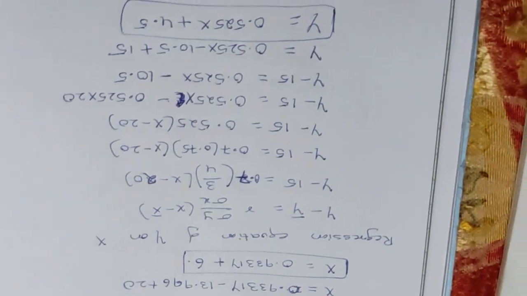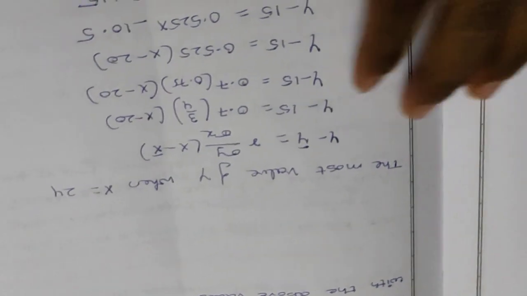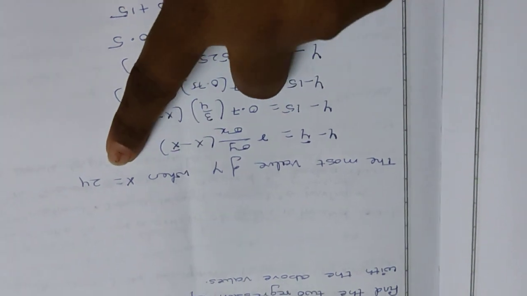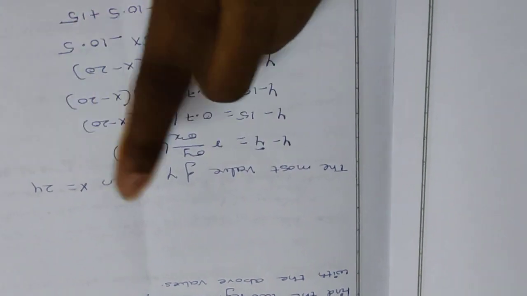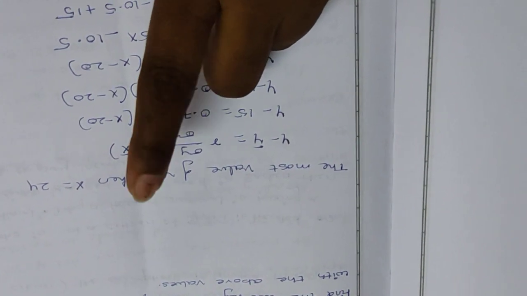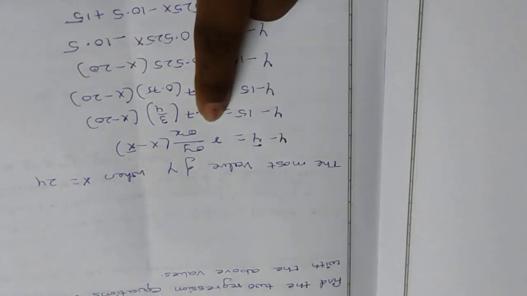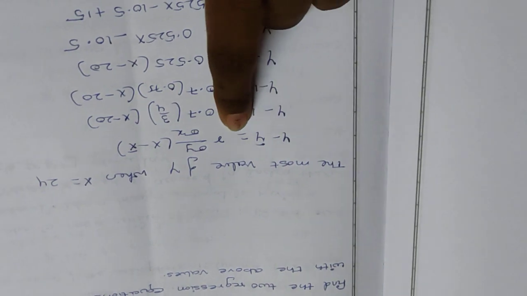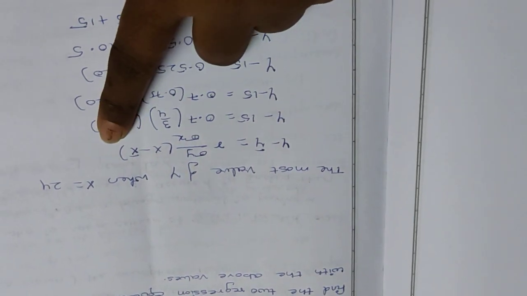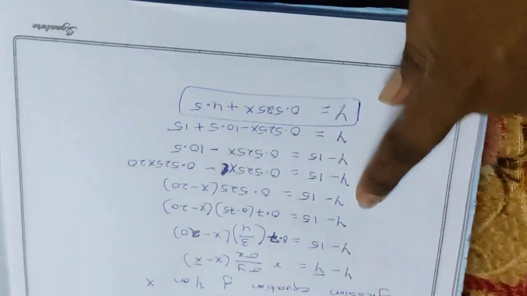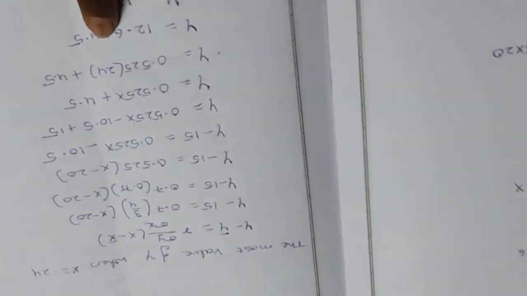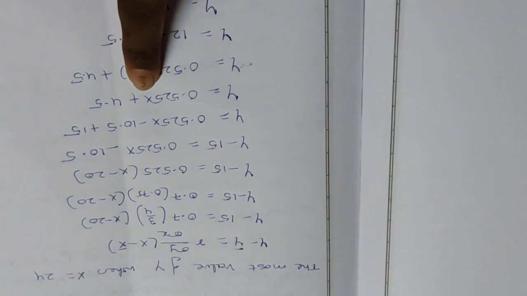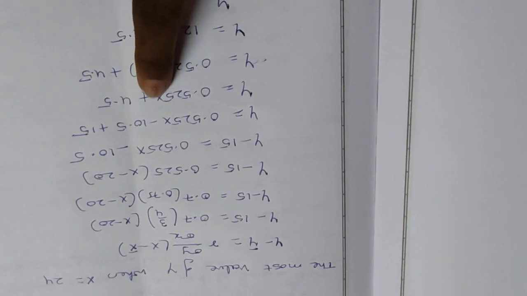Next, coming to what he has asked, the most likely value of y when x is 24. So if x is 24, he is asking how much the y value is. Then what we have to do is substitute that x value in this equation: y minus y bar is equal to r sigma y by sigma x into x minus x bar. Same process as what we have done here. Again the same thing we have to do. Finally here we have to substitute the x value.